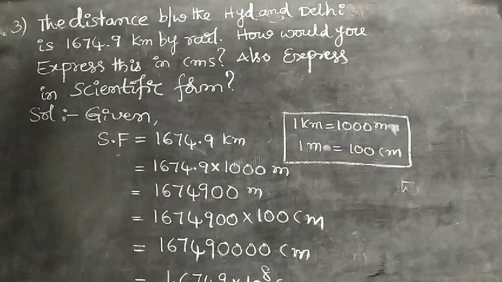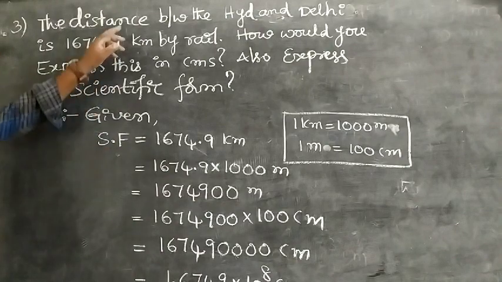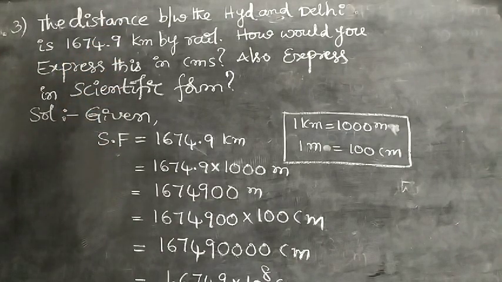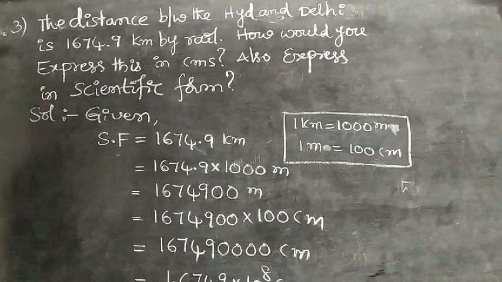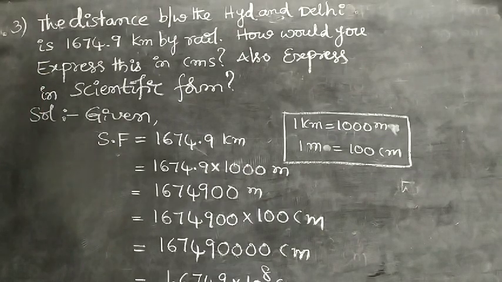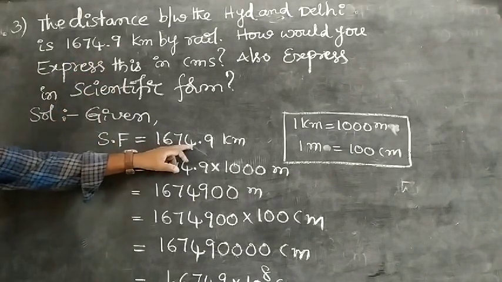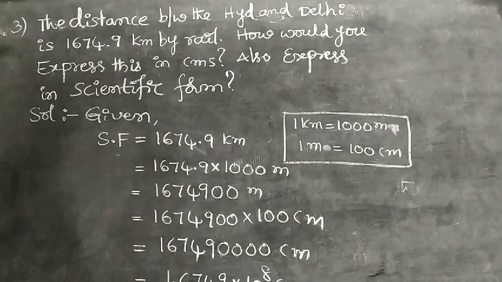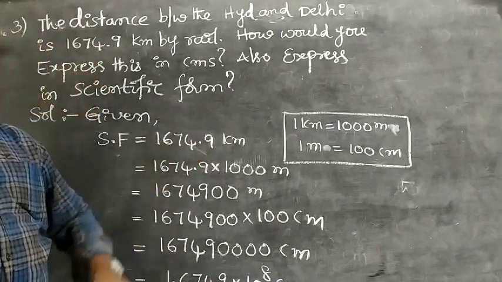Observe the third problem, friends. It is also very important in 8th class standard. The distance between Hyderabad and Delhi is 1674.9 kilometers by rail. How would you express this in centimeters, also expressed in scientific form? So what is given? The distance between Hyderabad and Delhi is 1674.9 kilometers. Observe the relation between kilometer to meter and meter to centimeter.